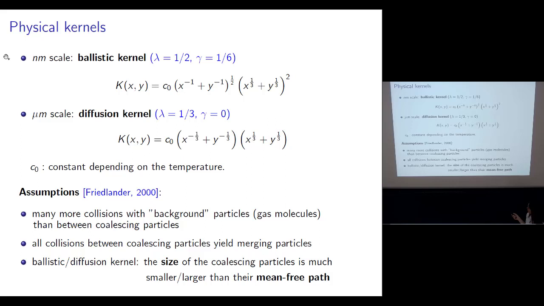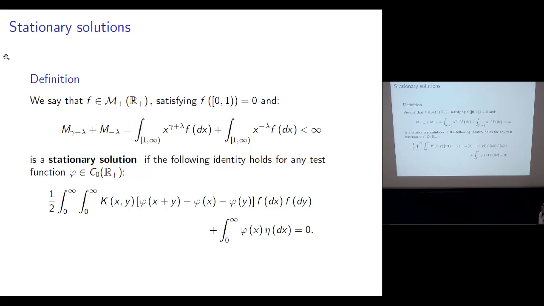Now we studied the existence of stationary solutions of the equation, and we use the weak formulation. F is a positive bounded Radon measure satisfying F(0,1) equal to 0, and satisfying boundedness of these moments, so the moments gamma plus lambda and minus lambda are finite. We say that F is a stationary solution if the following identity holds. This corresponds to the weak formulation of the stationary equation that I showed before, where phi is a test function and eta is the source. So we look for existence of solutions of this form.